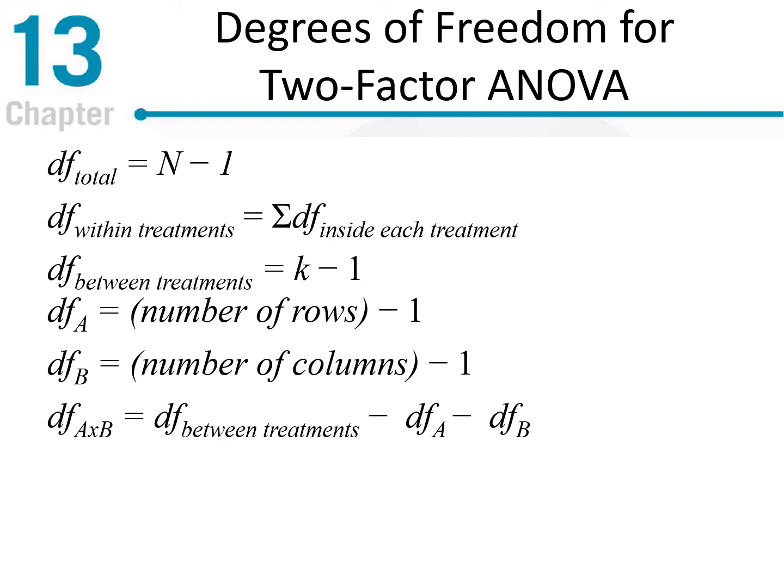So if I have 2 rows and 2 columns, then I have 1 degree of freedom for A, and I have 1 degree of freedom for B, and 2 by 2 gives me 4 total conditions. So I have 3 degrees of freedom between. So if I have 3 degrees of freedom between and 1 for A and 1 for B, that leaves 1 left over, and that 1 is for the interaction term, A times B. Simple as that. Just subtract.